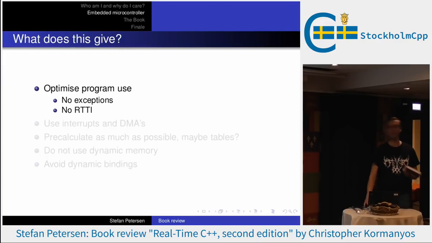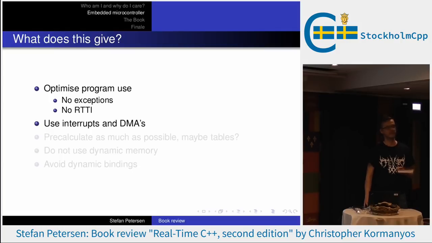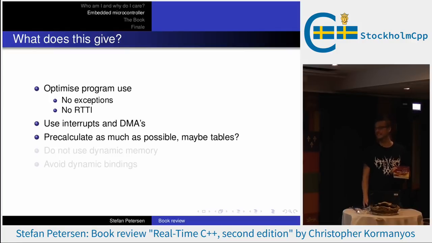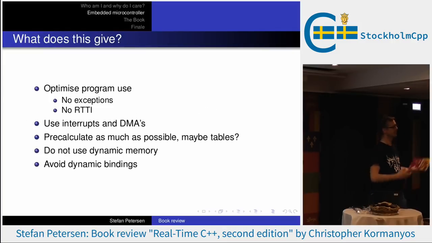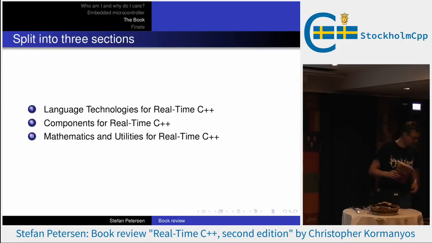So when you write these embedded programs, you have to optimize the program very well to get it this small. I have turned off exceptions. I have no RTTI, runtime type information, it's also disabled. To get speedups, I had to relax the processor and put the burden on other things, like using interrupts and DMAs. I pre-calculate a lot, lots of tables always. I cannot allocate and deallocate memory. And I also have to avoid dynamic binding, which gives a limited part of C++ you can use as an embedded programmer. So we go to this book then.